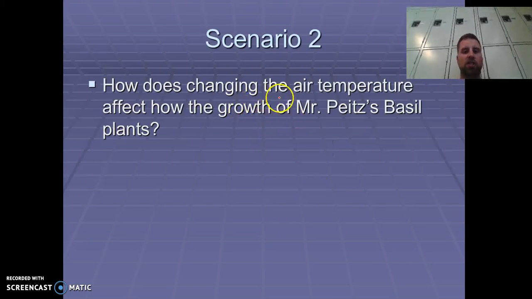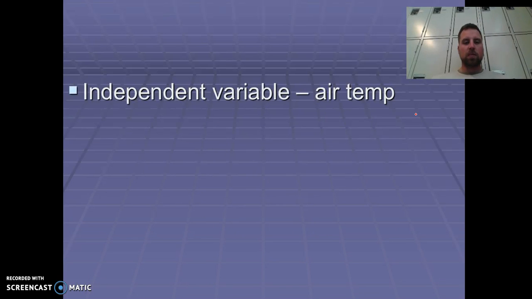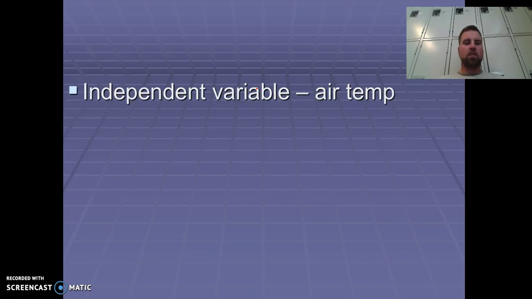Scenario 2. How does changing the air temperature affect the growth of Mr. Pite's basil plants? How does it affect the growth? Okay, so we're looking at my basil plants. How does changing the air temperature affect the growth of my plants? Right, because I'm a plant guy. So, independent variable, air temperature, right? If you think back here, where it gives it away, right? Changing the air temp, right? Something that's not staying the same is changing. So changing the air temp is our independent variable.